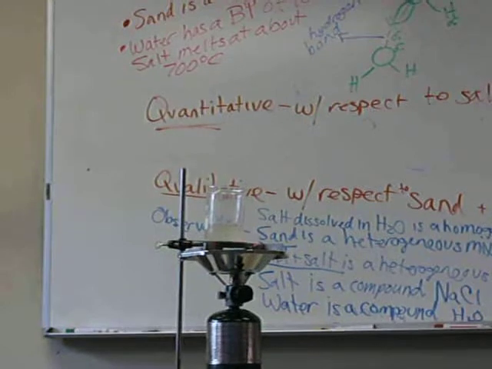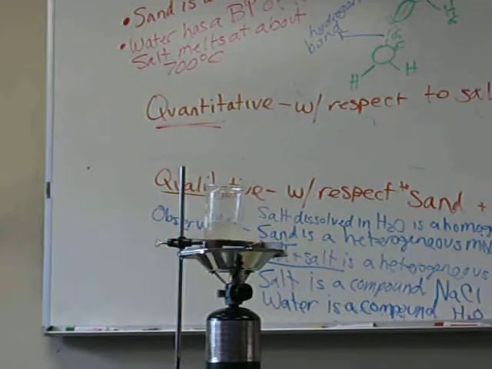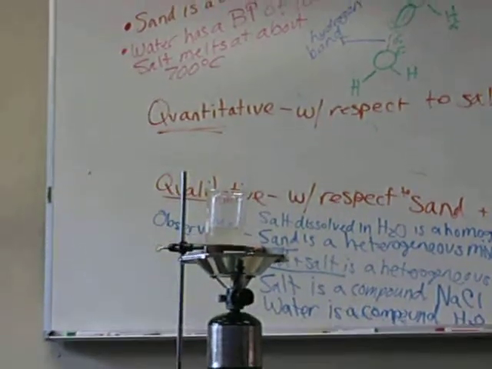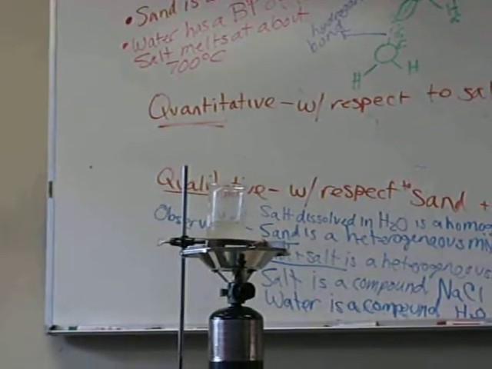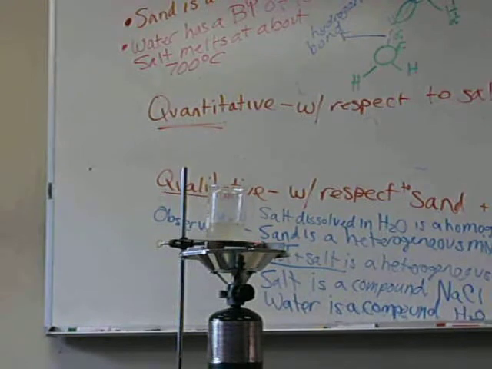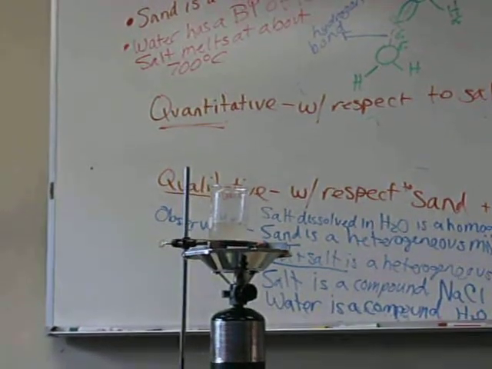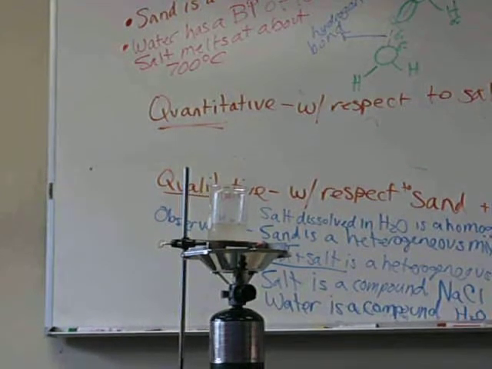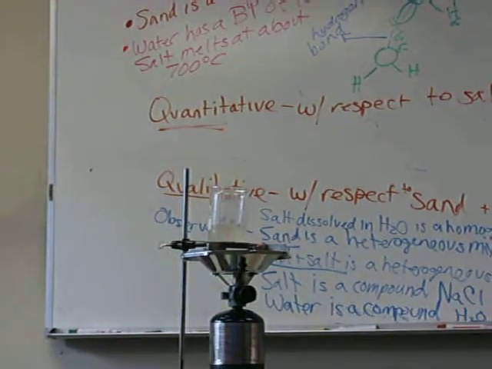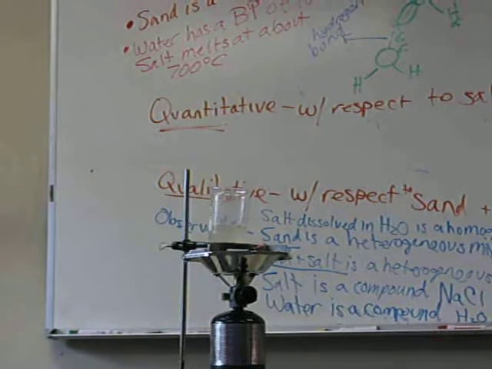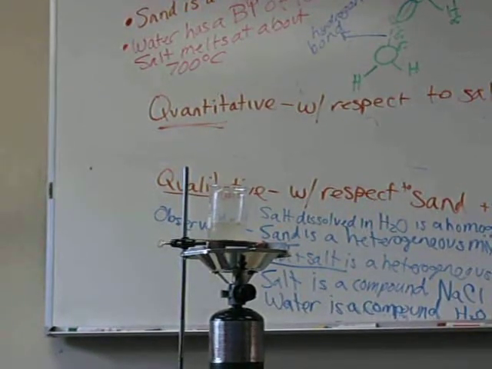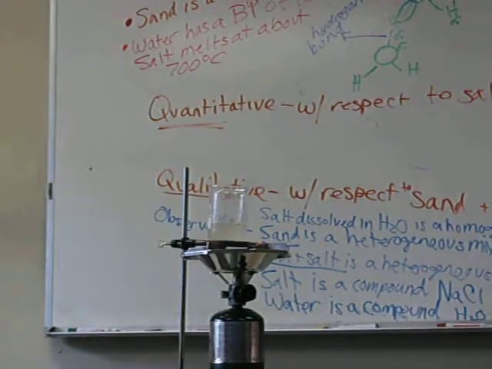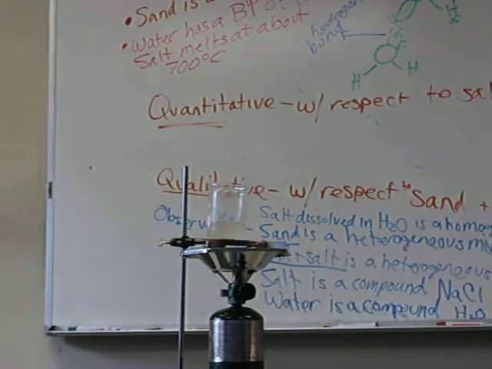So let's go back to our worksheet here. We've rinsed the salt and sand through the filter, collected the sand in the filter. We've got salt water, and we're going to boil it until it's absolutely dry. Then the water will have gone away. Remember, we're going qualitatively with respect to water, so we don't care how much water that is. We just want to get rid of it, which could take forever since I use so much. And then we're going to measure the mass of the beaker and salt residue.